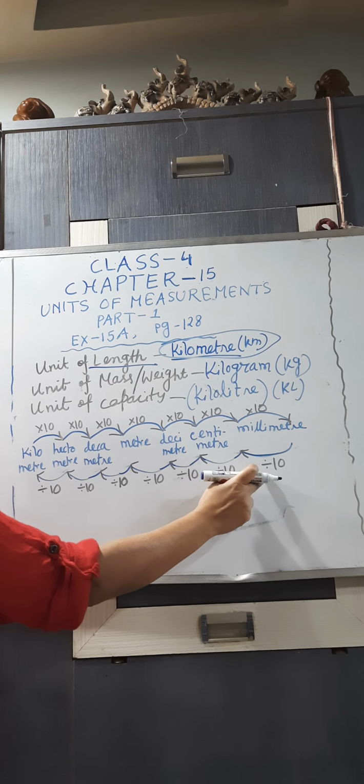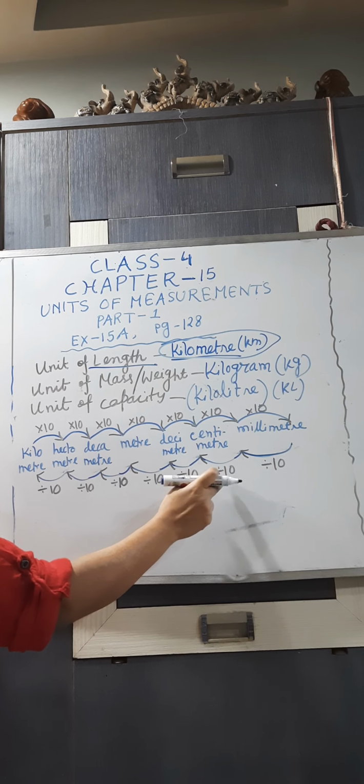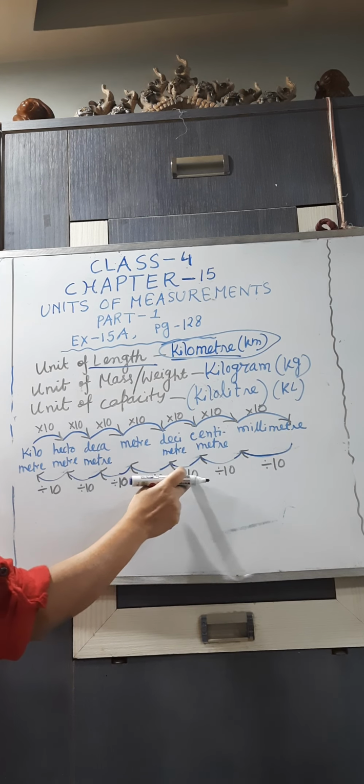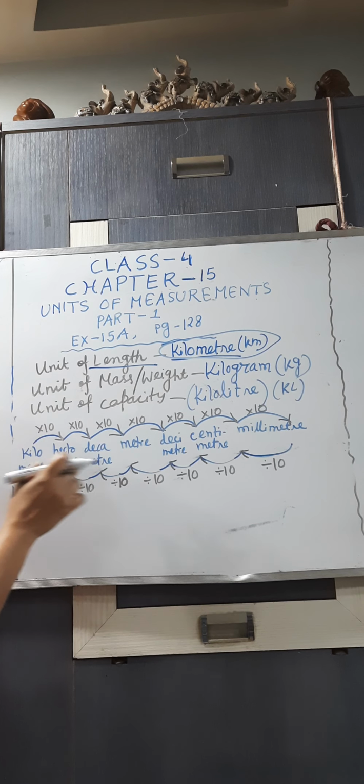Again, when we move from smaller unit, millimeter, to kilometer, we divide by 10. For one step, we divide by 10. For two steps, we divide 10 into 10, 100. For three steps, we divide 10 into 10 into 10, 1000. In this way, we move from bigger to smaller units and smaller to bigger units.